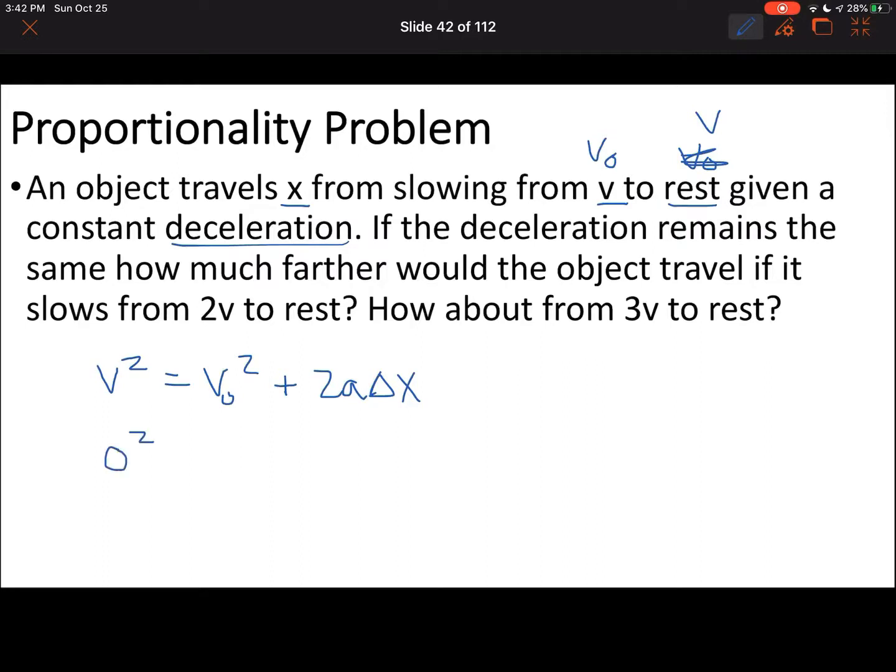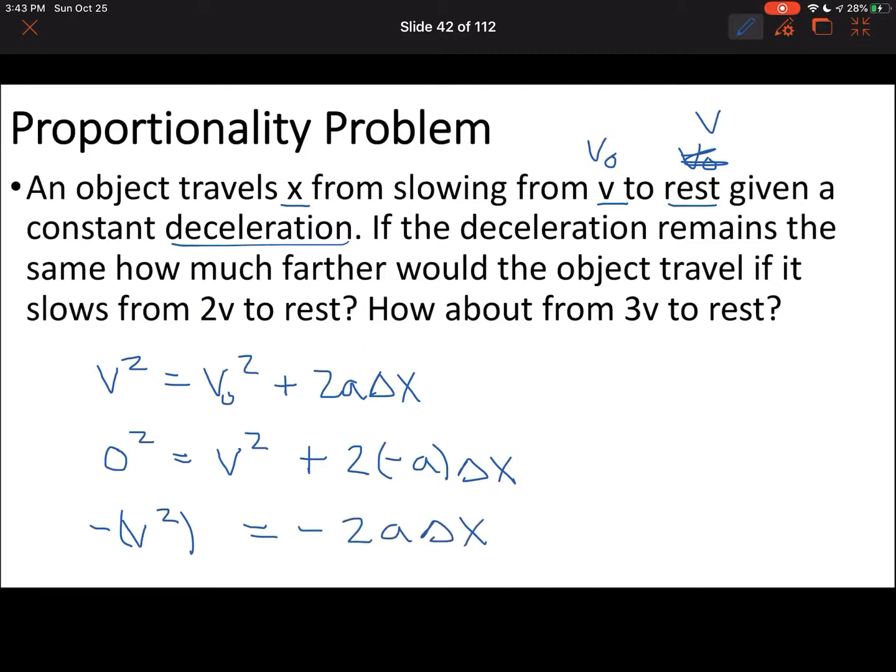It's slowing down, given a constant deceleration. So here we actually have 0 squared equals our initial velocity, which is going to be positive. We're just going to call that v because that's our initial. And then 2 times a, I'm going to go ahead and make this negative for simplicity's sake, because we're going to subtract a v squared from both sides. So we're going to have negative v squared equals negative 2a delta x.